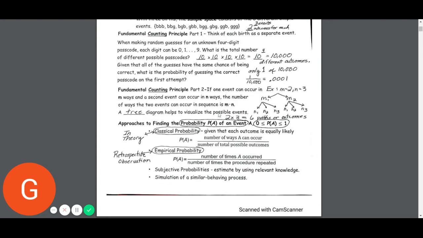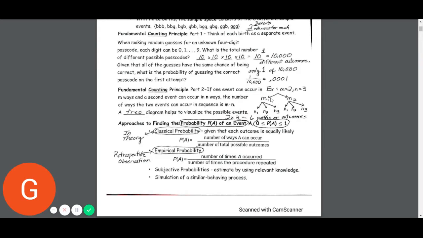Another example of the fundamental counting principle: if one event can occur in m ways and a second event can occur in n ways, the number of ways the two events can occur in a sequence is m times n. Now that's kind of a mathy way of putting that, but you have maybe encountered this in previous math classes where you were told, hey, you've got 2 pairs of jeans and you've got 3 different t-shirts. How many different outfits do you have?